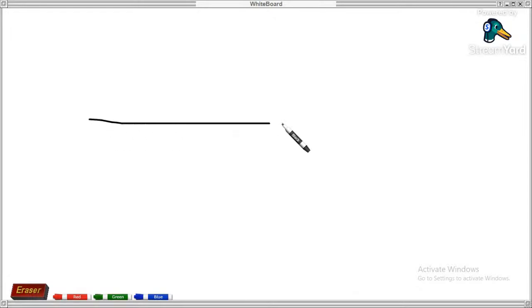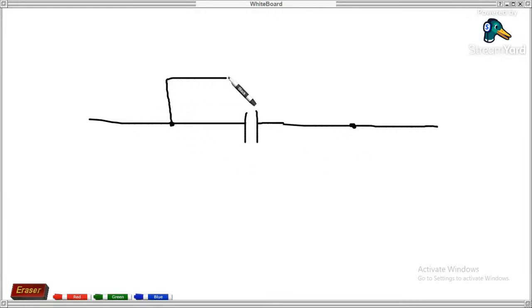Here is the line. Suppose this is the line. In that I am connecting one capacitor. If I don't use any switch, obviously you can see the capacitor is connected permanently, right? Now instead of this, what if I connect one mechanical switch? Initially I'll consider a mechanical switch. I have connected that mechanical switch in parallel with the capacitor.